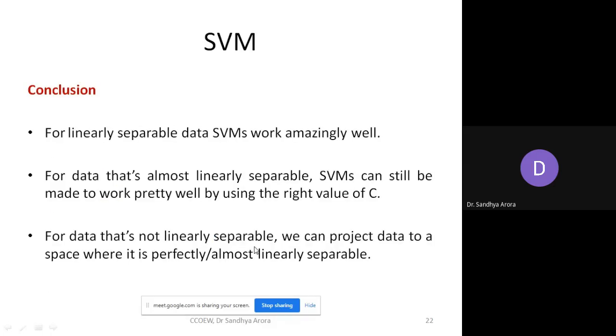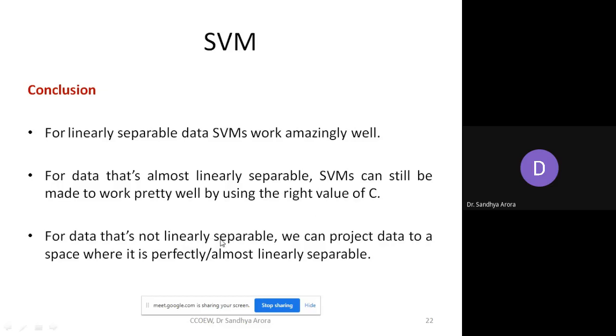Okay, so what we talked about is that for linearly separable data, SVM works amazingly well because it maximizes the margin. For data points which are not clearly linearly separable, but almost linearly separable, SVM can still work better by using the right value of C. You can choose different values of C and see the classification accuracy.